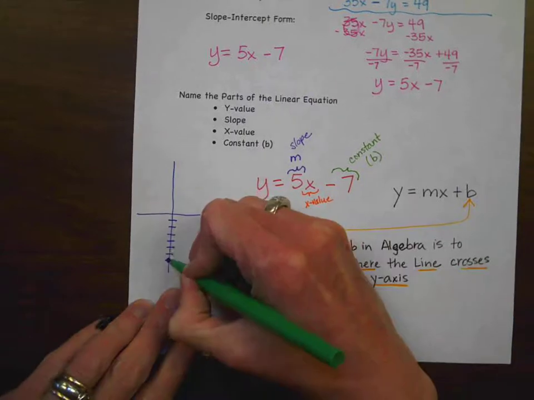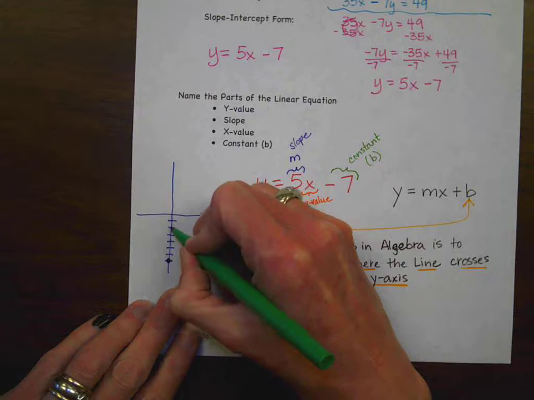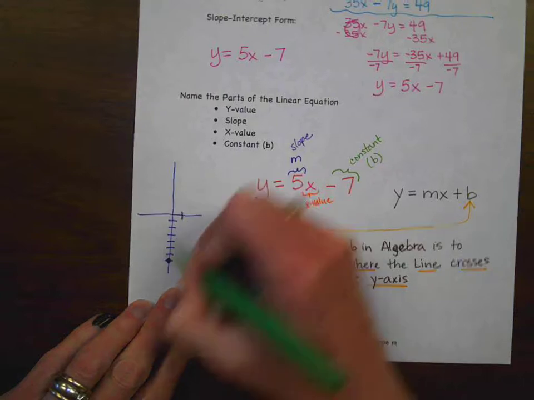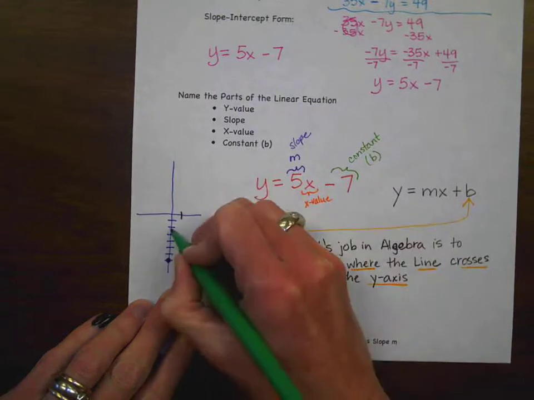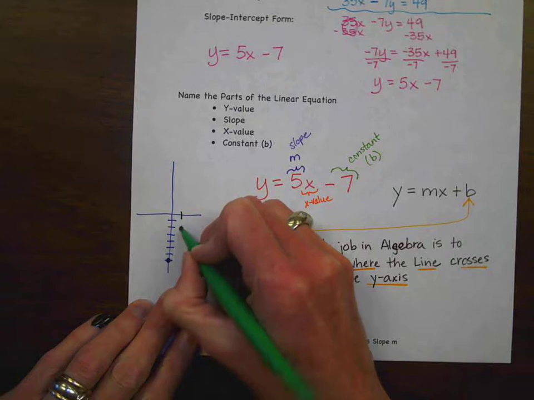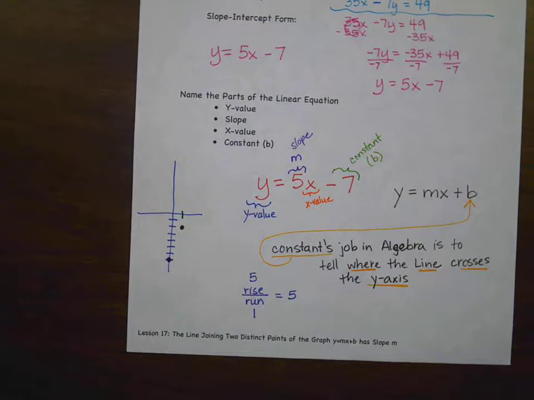I'm going to go up 5, so 1, 2, 3, 4, 5, and I go over 1. That's my next point, okay?